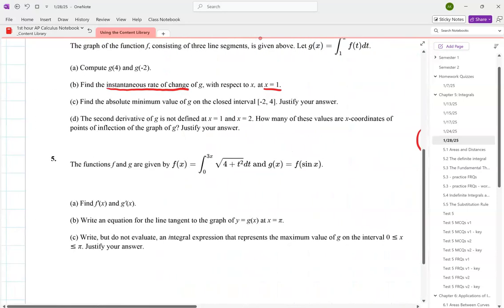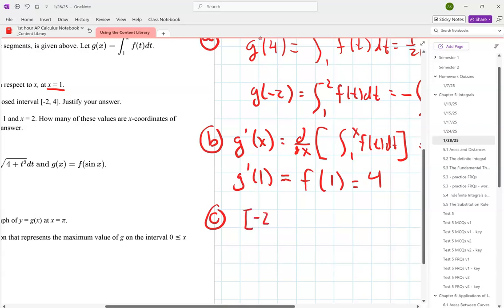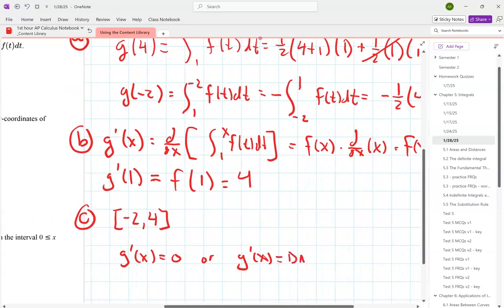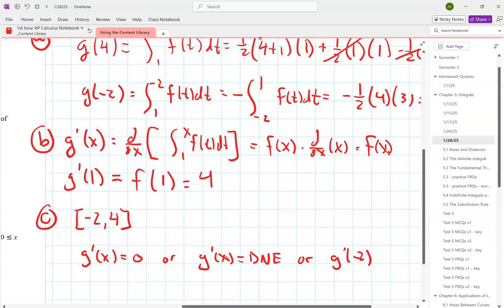Okay. Part C says find the absolute minimum value of g on the closed interval -2 to 4. Justify your answer. So if I'm looking for an absolute minimum or maximum, I need to consider where the derivative of g is equal to 0 or where it's undefined. Or the endpoints.